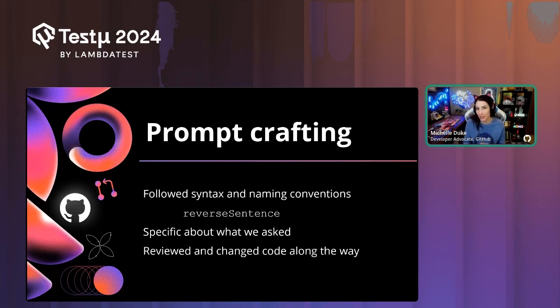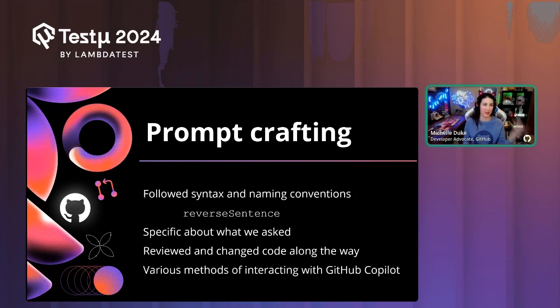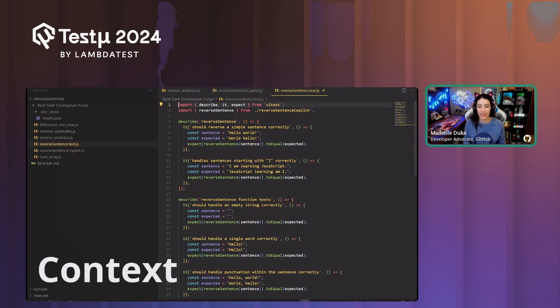We reviewed and changed our code along the way, and we iterated on the prompts as well. And I'll show you a little bit more about that in a minute. And we also use various methods of interacting with GitHub Copilot. So if I didn't get exactly what I want with chat, I can use the inline chat and see how that works. So here is some context for when we're working with GitHub Copilot.